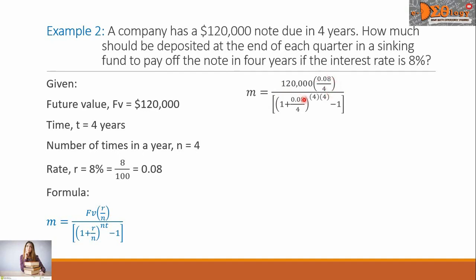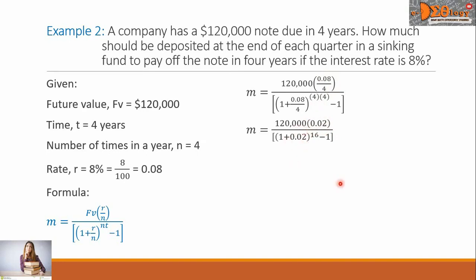The same fraction will come down here. We will copy the constant 1, and the exponent will be NT. And NT is 4 times 4. And we will copy the minus 1 in here. Let us simplify further, first by getting the quotient of our fraction. 0.08 over 4, that will be 0.02. The same decimal will come down here.